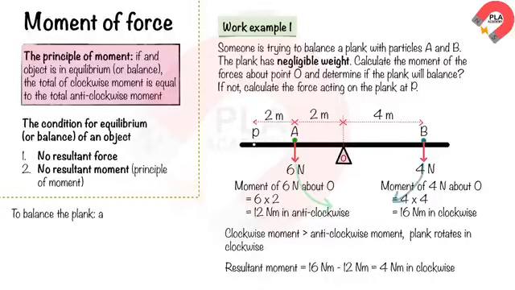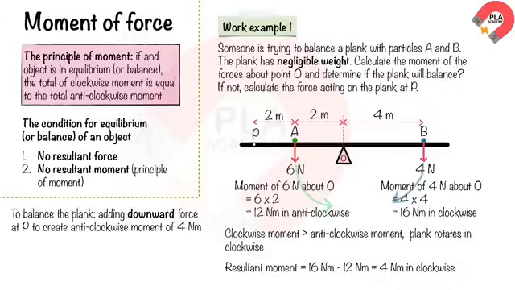To balance the plank, we need to add an additional downward force at point P that will create an anticlockwise moment of 4 newton meters. The perpendicular distance between point P and pivot O is 4 meters. So, force F equals 4 divided by 4, which is 1 newton. Therefore, the plank will balance if a force of 1 newton is applied downward at point P.